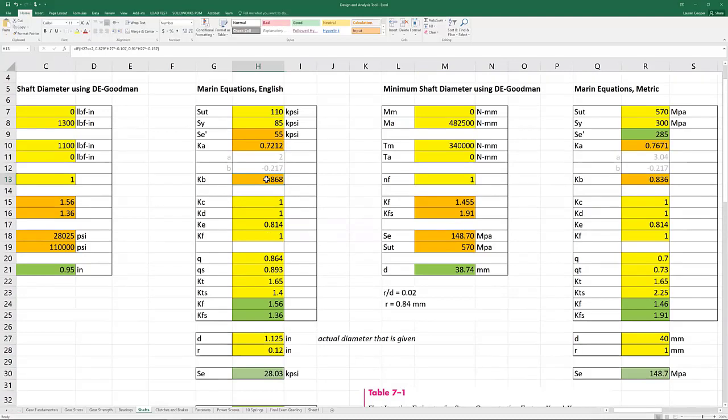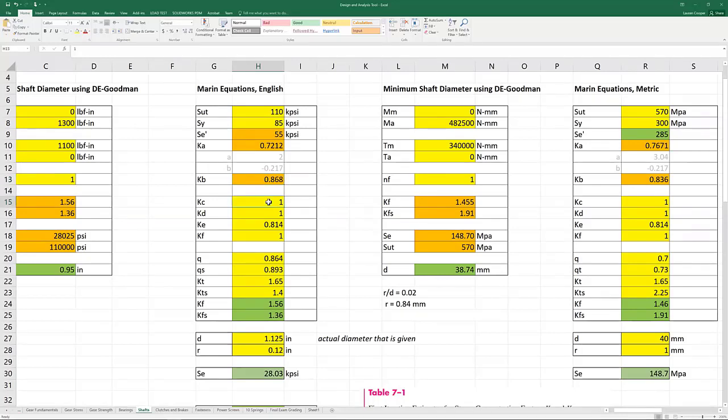Next, we'll look at KB, the size factor. Remember from chapter 6 that the size factor is going to depend on the diameter that you have. If you look up at my equation bar, I have one expression if the diameter is less than 2 and another expression if the diameter is greater than 2. My input for the diameter is down here, 1.125. So my KB is 0.879 times the diameter, 1.125, to the negative 0.107.